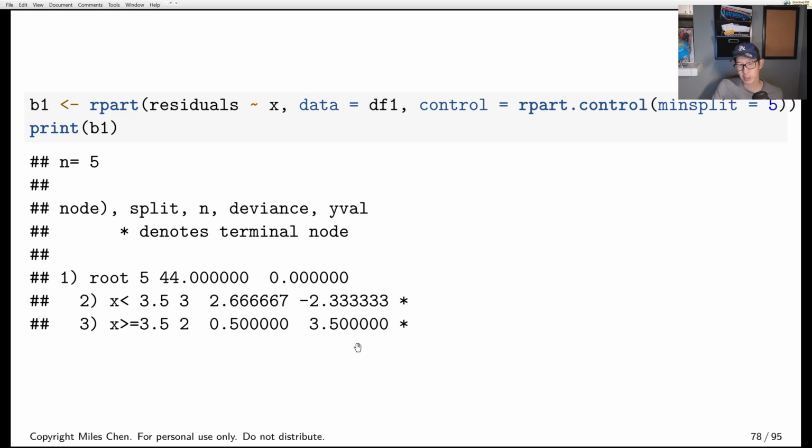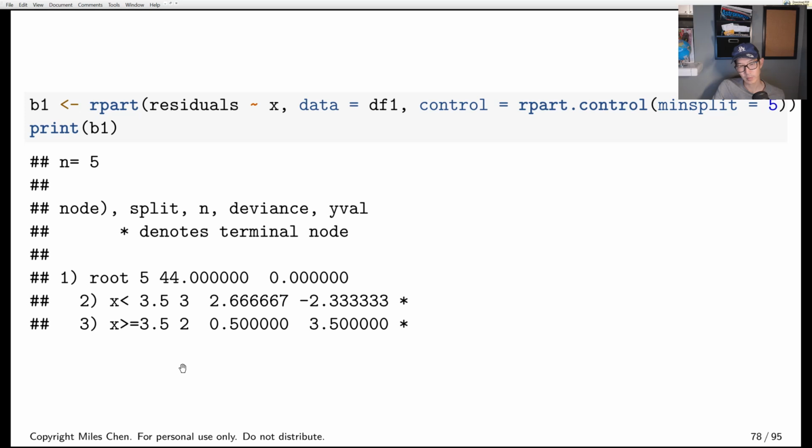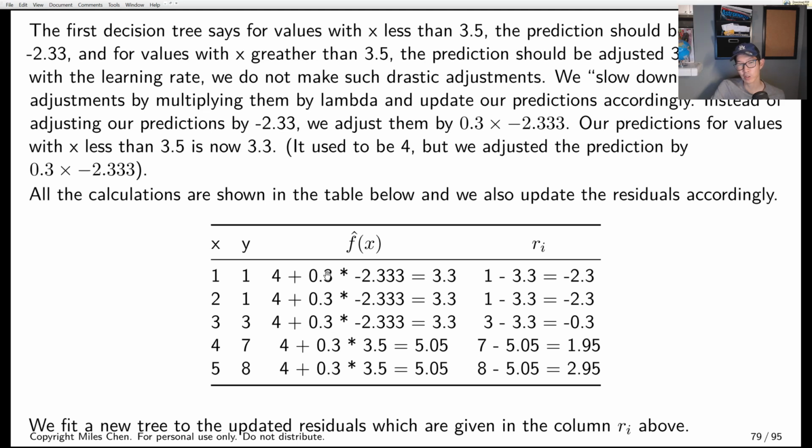Which makes sense, because when we first fit our tree, our predicted values were 7 and 1.667. Basically, we subtracted off 4 from all of our predictions, because we subtracted 4 from Y to get our residuals. However, rather than adjusting it down by -2.33 or up by 3.5, I multiply it by my learning rate. My learning rate here is 30%.